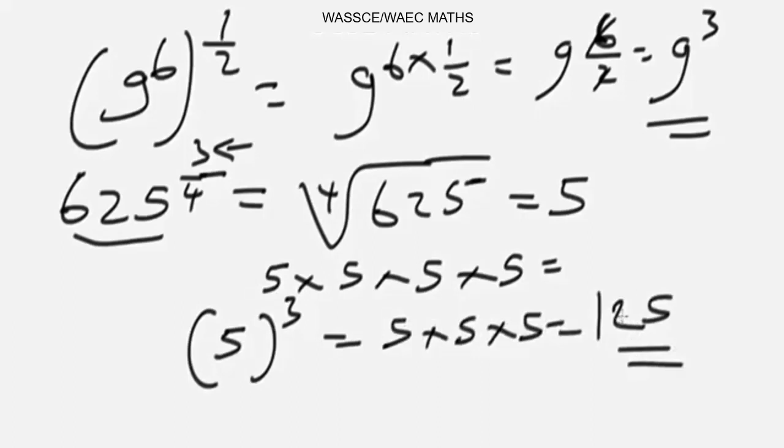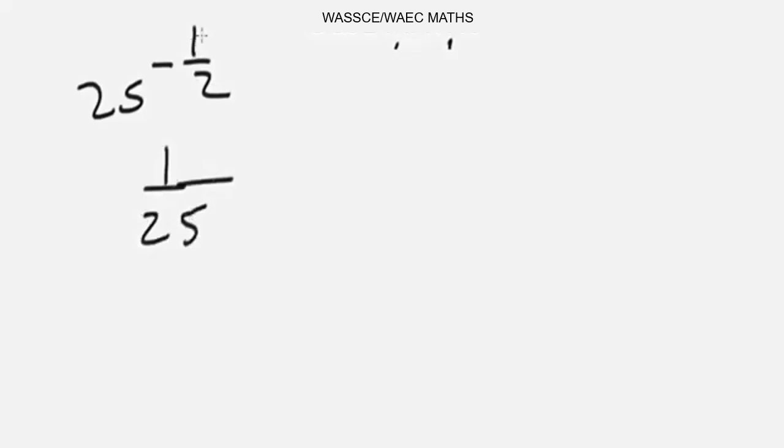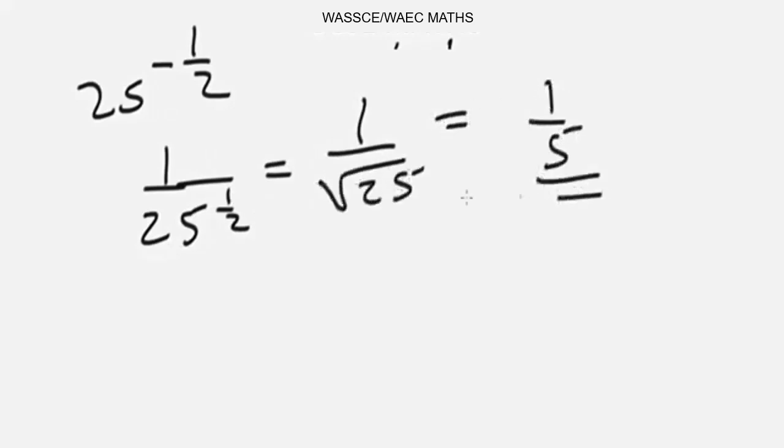Now, what if you are given 25 to the power negative 1 over 2? Firstly, because of the negative sign, you find the reciprocal of 25, which gives us 1 over 25. Then you distribute the power 1 over 2. Applying the law of indices, this gives us 1 over the square root of 25, which is 1 over 5. That will be the answer.